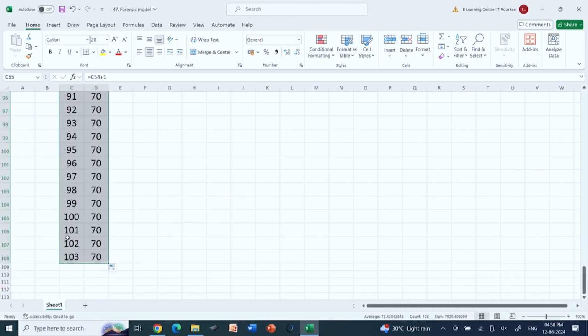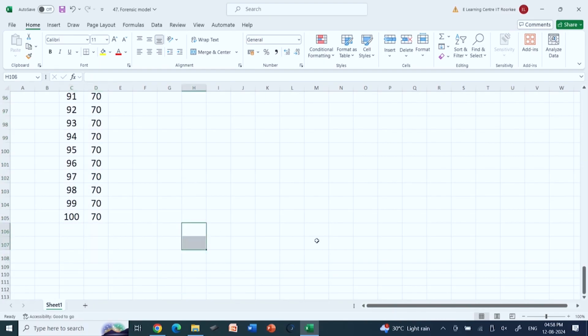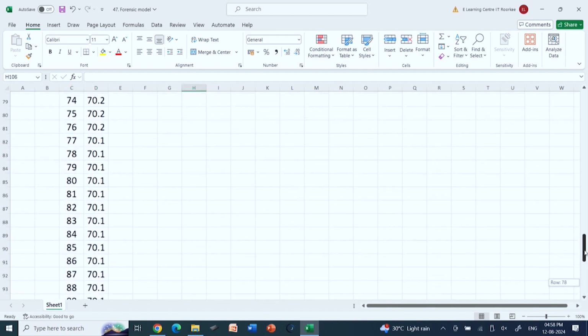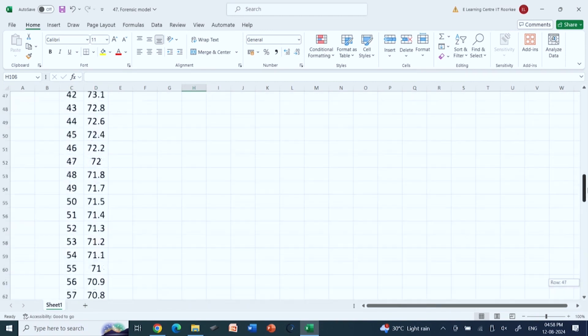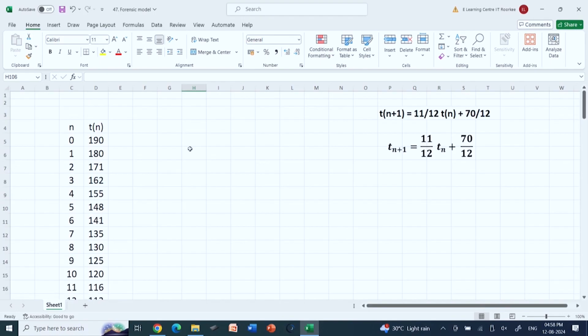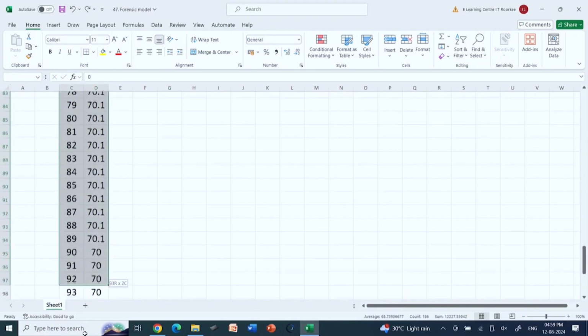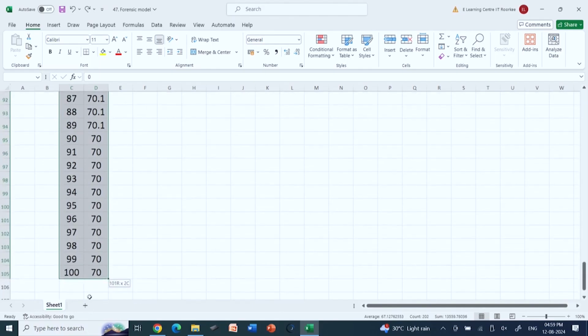So as you can see, say up to 100 values. As time becomes large, the cup of coffee reaches the value 70 Fahrenheit, which was the room temperature. So we now plot this graph and we will get a clear picture here.